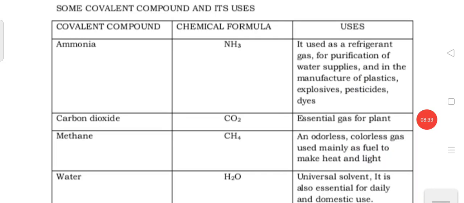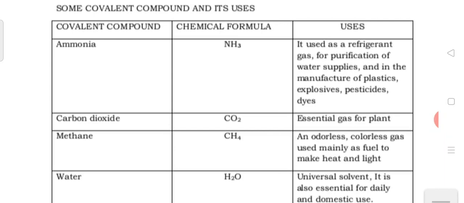Ngayon naman, punta naman tayo sa mga examples ng covalent compounds at saka yung mga uses nito. Okay, so ang una dyan ay yung ammonia. Okay, tinatawag din siyang nitrogen trihydride or NH3. It is used as a refrigerant gas, for purification of water supplies, and in manufacture of plastics, explosives, pesticides, and dyes. So, ang dami pala siyang gamit, di ba? Refrigerant, panlinis ng tubig, paggawa ng plastic, explosive. So, maraming gamit yung ating ammonia.